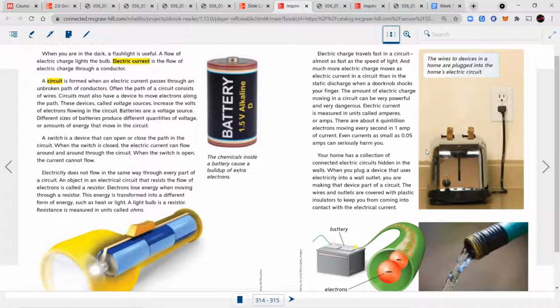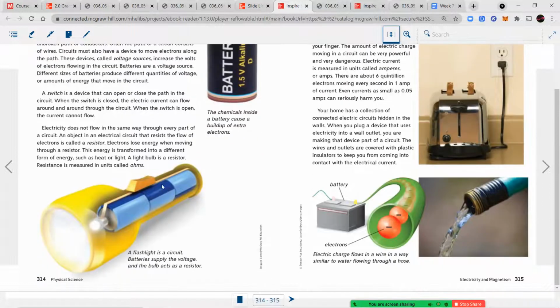So let's take a look at the pictures that we have here. At the bottom, we have our flashlight as part of the circuit. The batteries supply the voltage and the bulb acts as a resistor. So here's your batteries over here. Here we can see the wire that's connecting it. So it's taking that energy, it's flowing into the little light bulb part. And the light bulb functions as a resistor where it actually changes the kind of energy from electricity into light and heat.